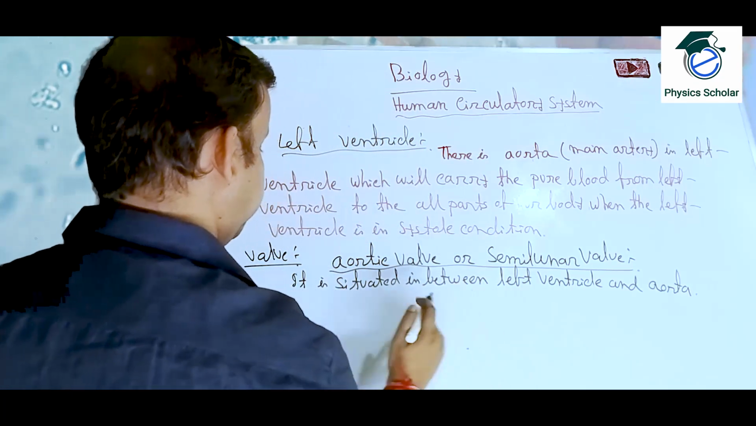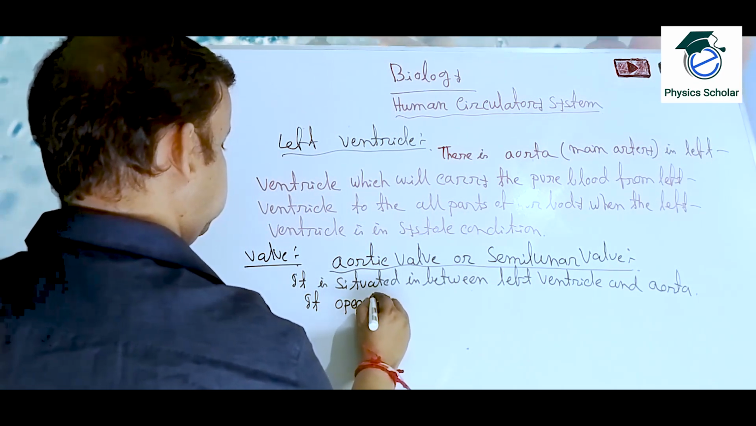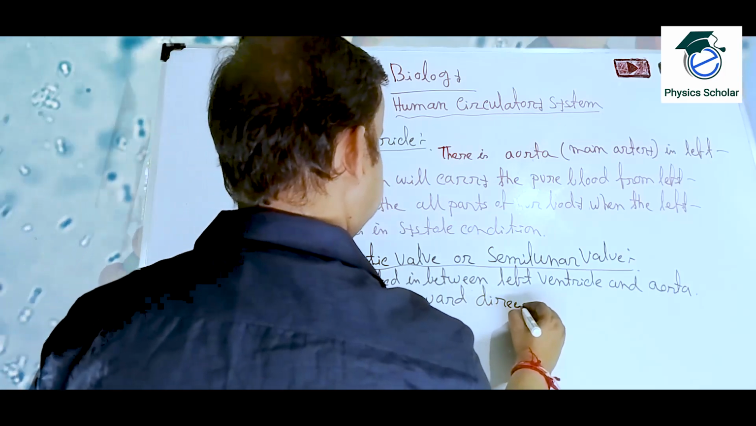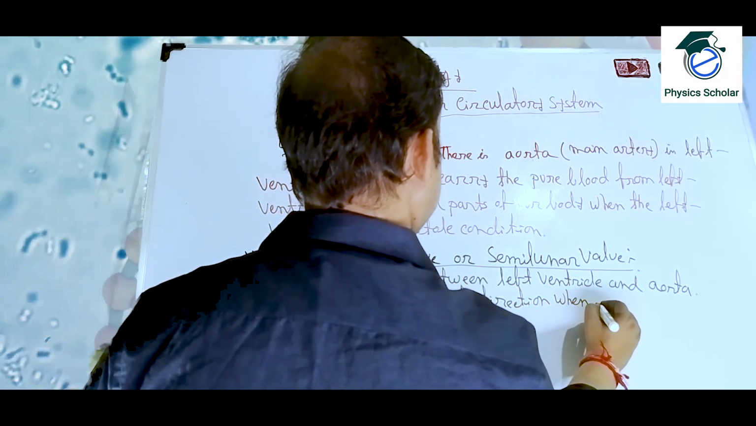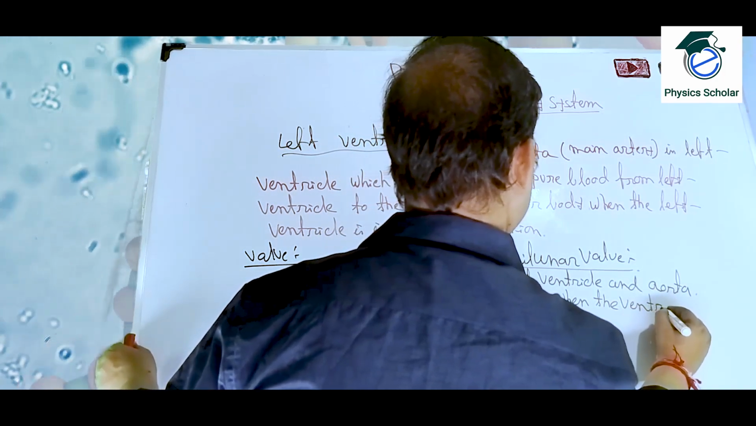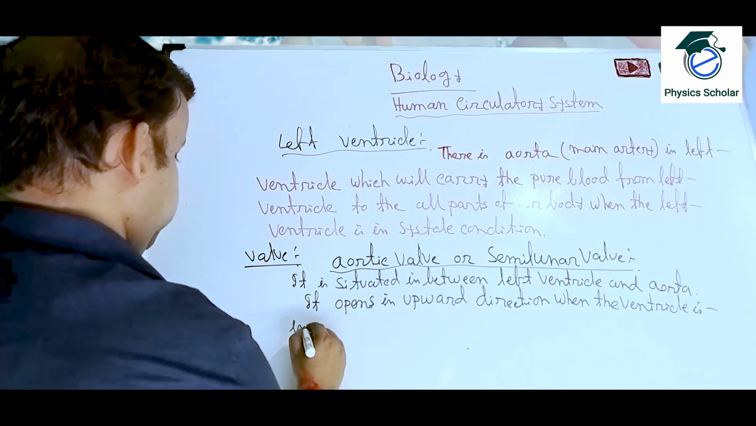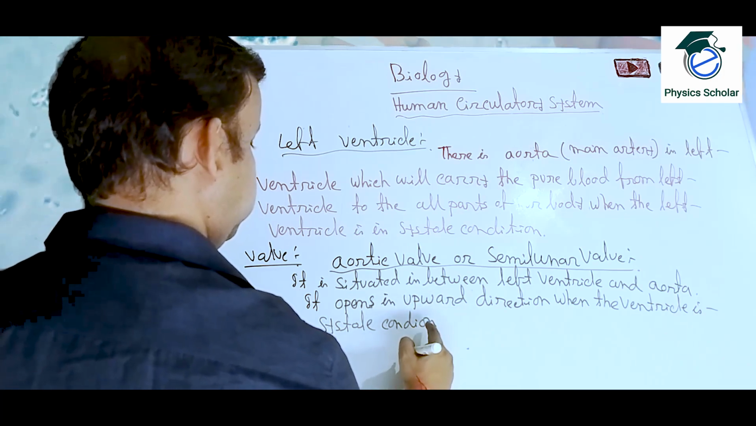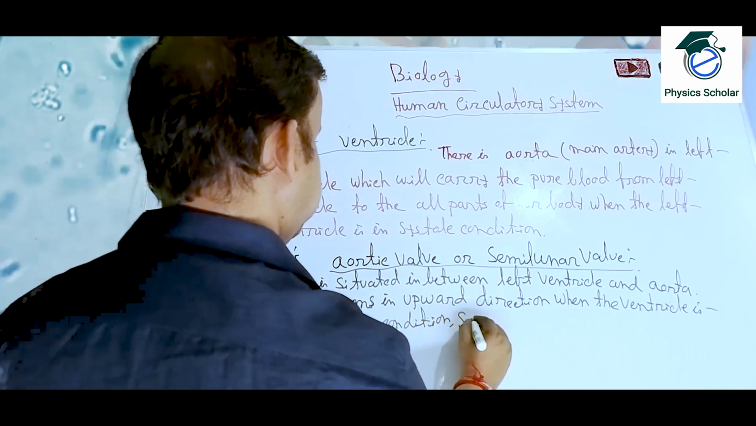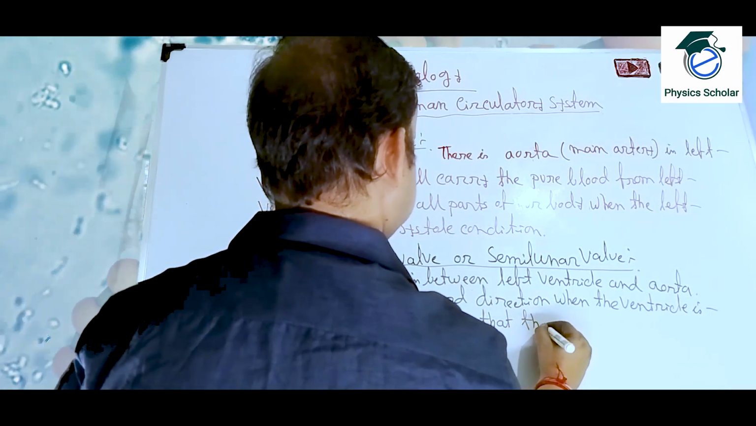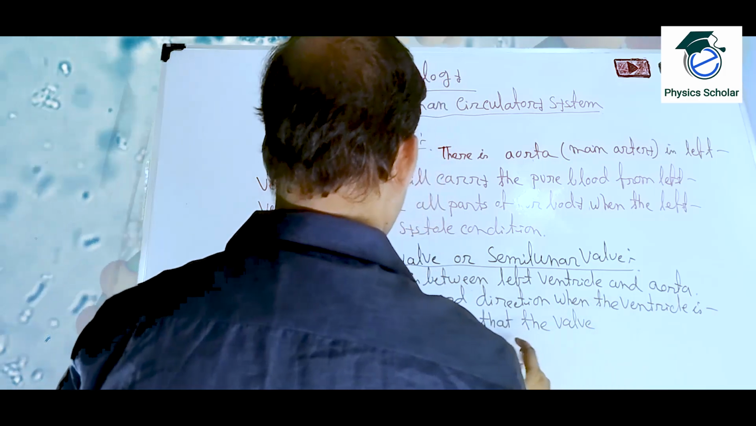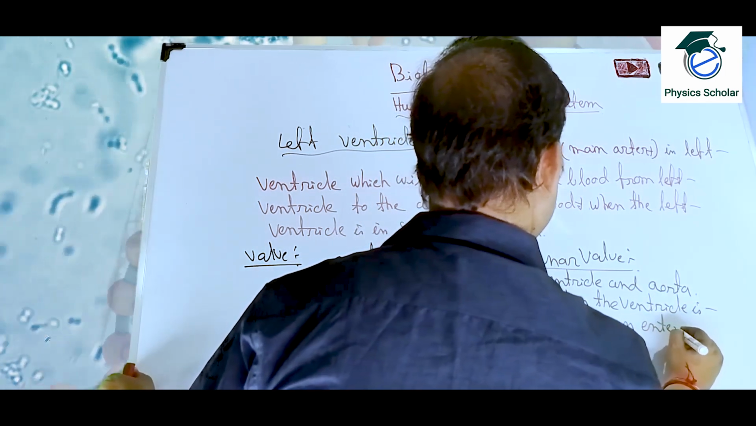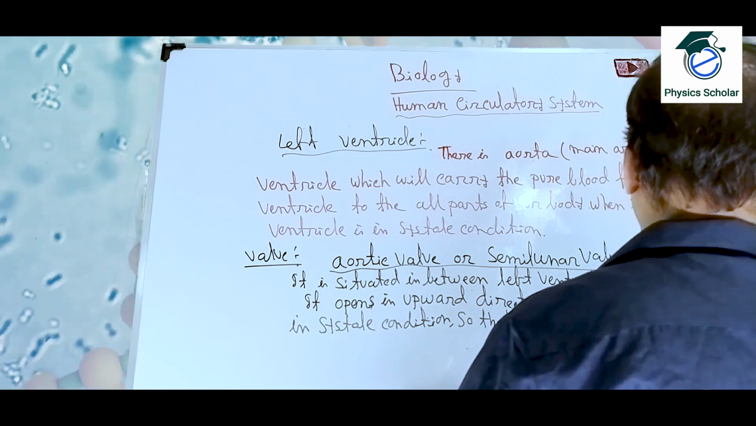So what is happening? It opens in the upward direction when the ventricle is in systole condition, so that the valve opens and the blood can enter into the aorta.